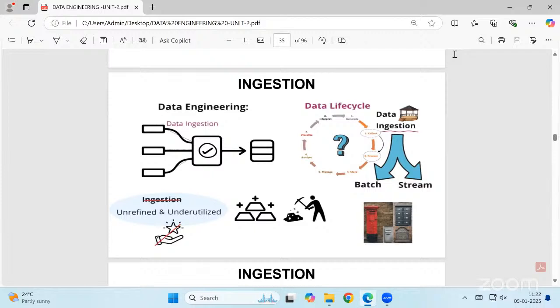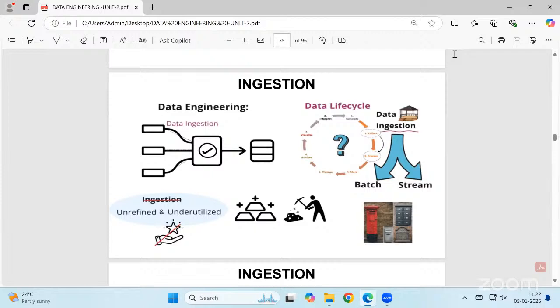If you don't collect, what happens? Let's say this is one example: if you have a gold mine, you need to collect the ore and do some pre-processing to convert it into gold. Data will be generated from various sources. This is data ingestion. It means you need to collect it and place it in one location for storage. Now, what is the procedure you are following? That is called data ingestion techniques.